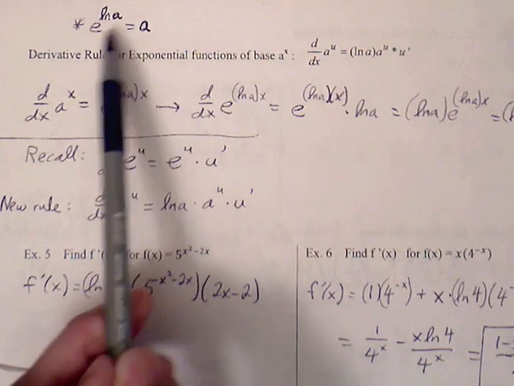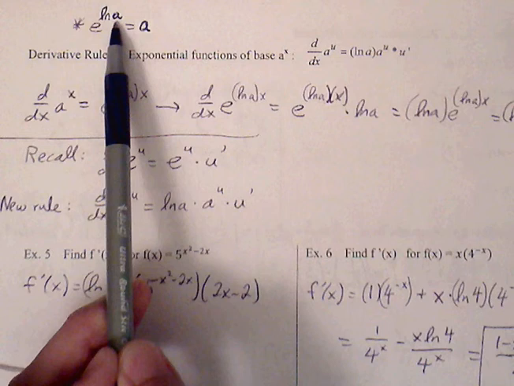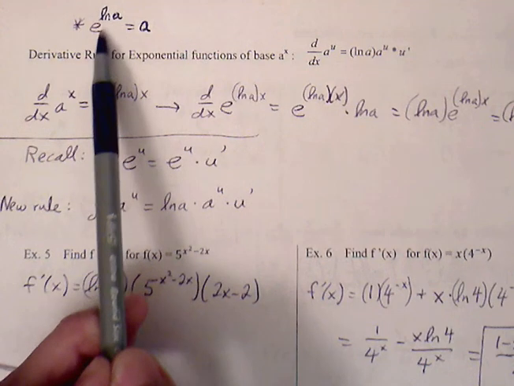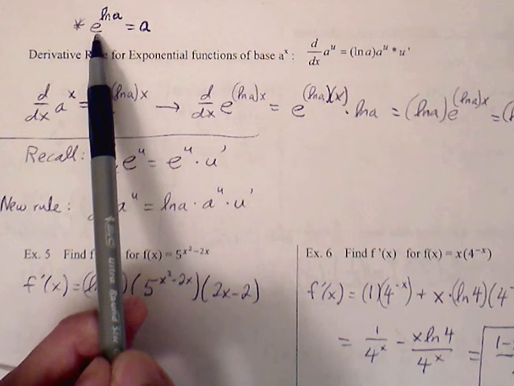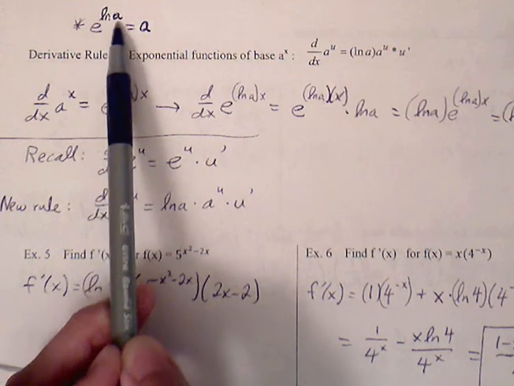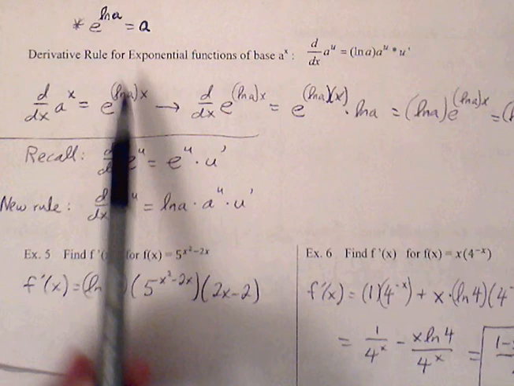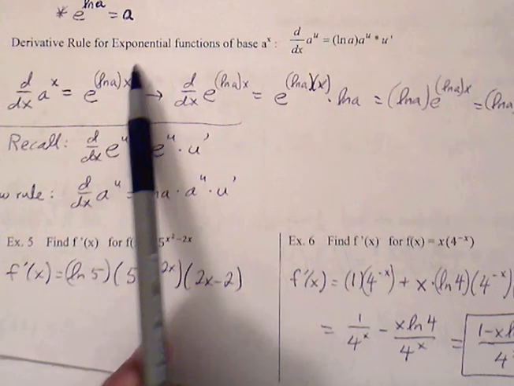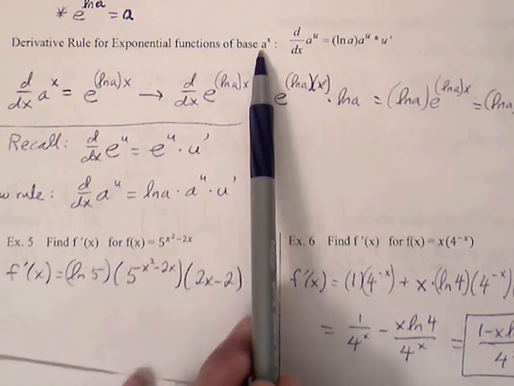So basically, if I'm plugging a natural log function into an exponential function of base e, the base e are going to cancel out, leaving us with just a. So e to the ln of a is equal to a. We'll use this property to prove the rule for this exponential function for base a to the x.